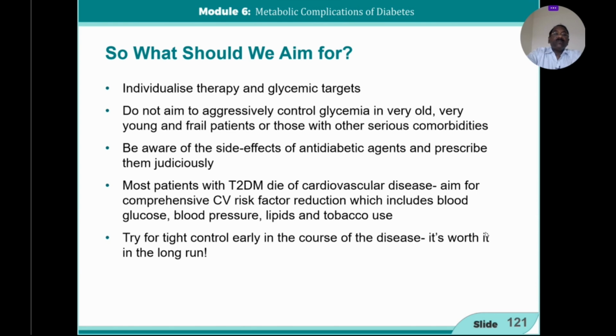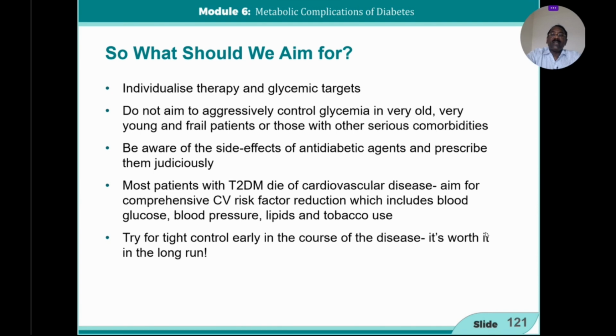So what should we aim for? Individualize the therapy and the glycemic target. All the treatments or guidelines are there to guide you, but the treatment must be individualized. Do not aim to aggressively control the glycemia in old, very young and frail patients or those with other serious comorbidities. Be aware of the side effects of these drugs and prescribe them judiciously.